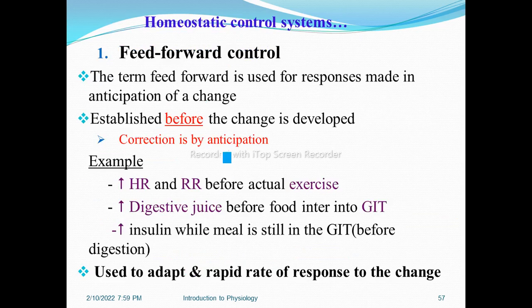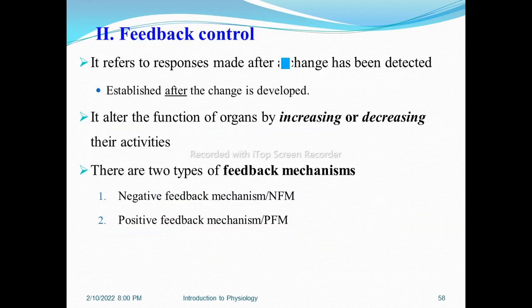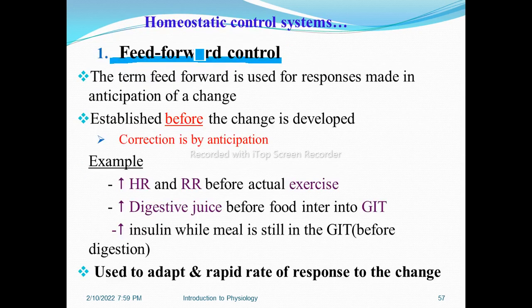The other types of control are feed forward control and feedback control. Feedback control has two types: negative feedback and positive feedback. The term feed forward is used for responses made in anticipation of change. This is established before the change is developed, so correction is by anticipation. That means before an action, our body will secrete some things or get ready before that action.